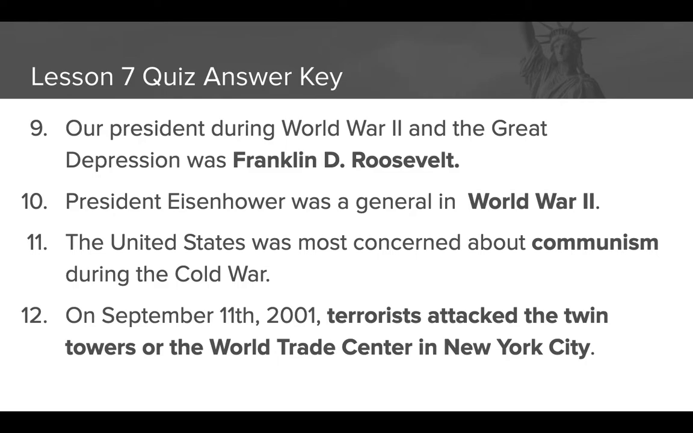President Eisenhower was a general in World War II. The U.S. was most concerned about communism during the Cold War. On September 11, 2001, terrorists attacked the Twin Towers or the World Trade Center in New York City. You can also just say terrorists attacked the U.S., and that is also a good enough answer.